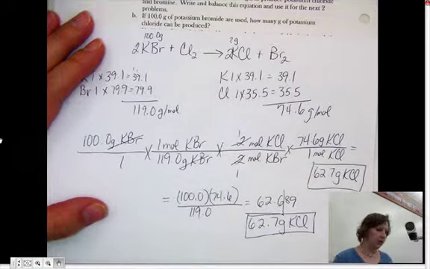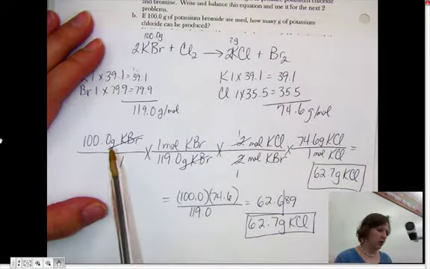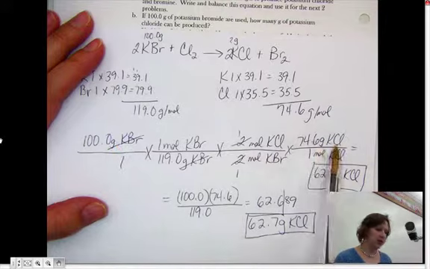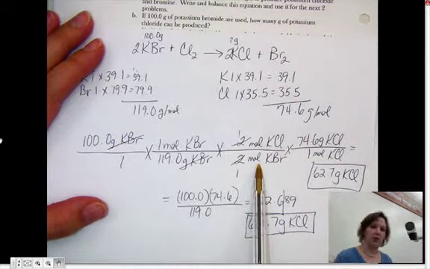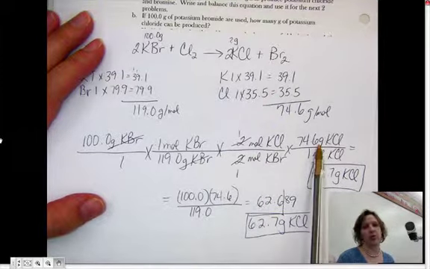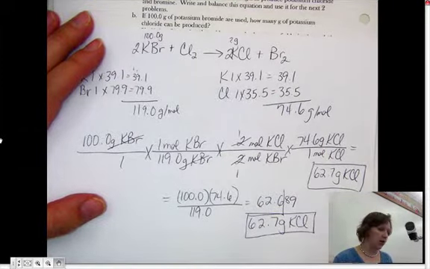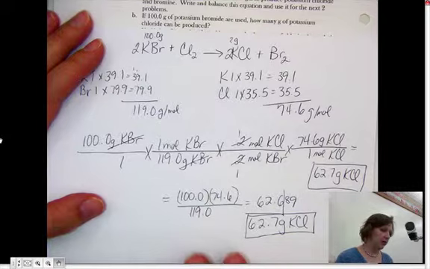And that's the answer. So when we went from grams of KBr to grams of KCl, first we divided by the molar mass, then we did the mole ratio, we multiplied by the other molar mass. And that's the pattern you're going to use every time.